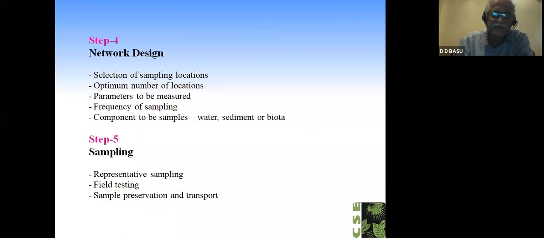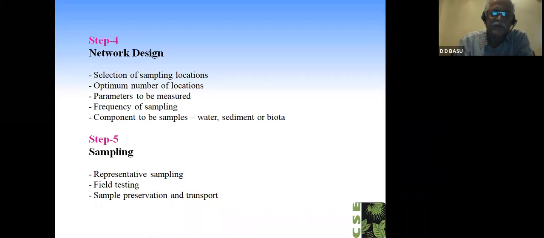Next, network design: selection of sampling locations, optimum number of locations, parameters, frequency, and components to be sampled, such as water, sediment, and biota. Then sampling, representative sampling. This is very important. What is representative? I will come to it. Field testing, some of the parameters you have to do at the field also. Sample preservation and transport. All this I will discuss very clearly.